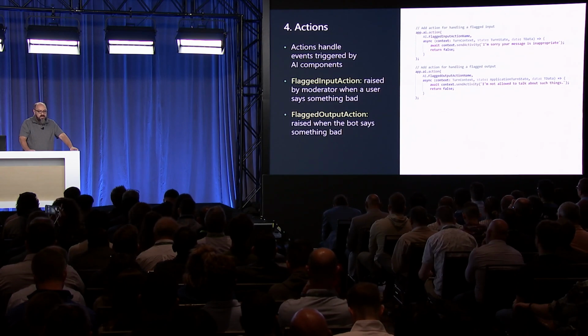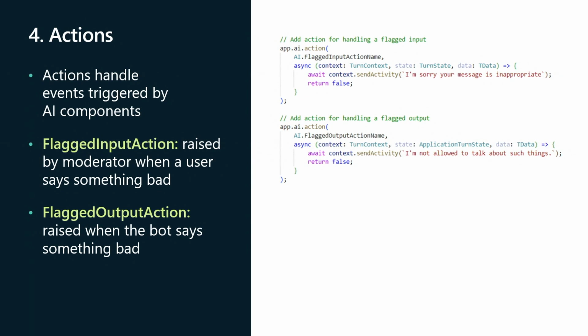The final step is to implement your bot's actions. Actions are callback functions that the AI components you created can trigger, and as we'll see in a moment, the model can even trigger them. In this example, we're implementing the actions we want the bot to take should the user try to get the model to say something bad, or even worse, should the model try to say something bad.